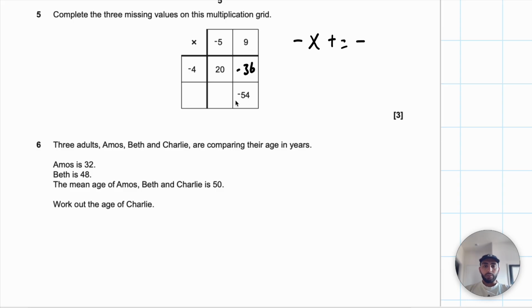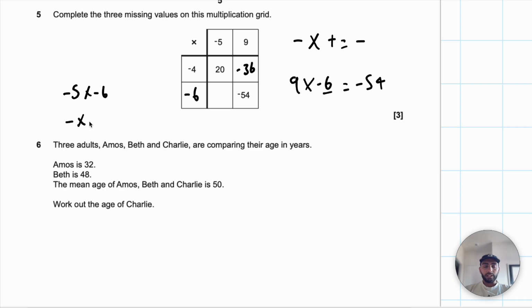Here we've got 9 multiplied by something, which gives us -54. So this number will have to be a negative, because a positive multiplied by a negative will give me a negative, and 54 divided by 9 would be 6. So this number would be -6. Then I've got -5 multiplied by -6.